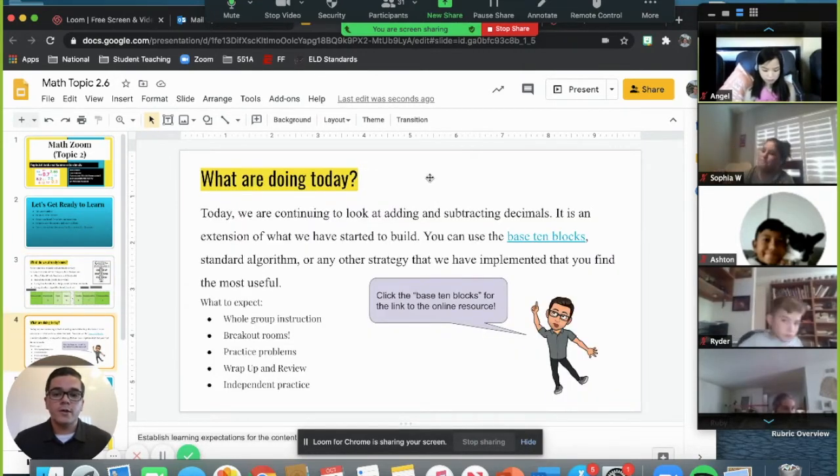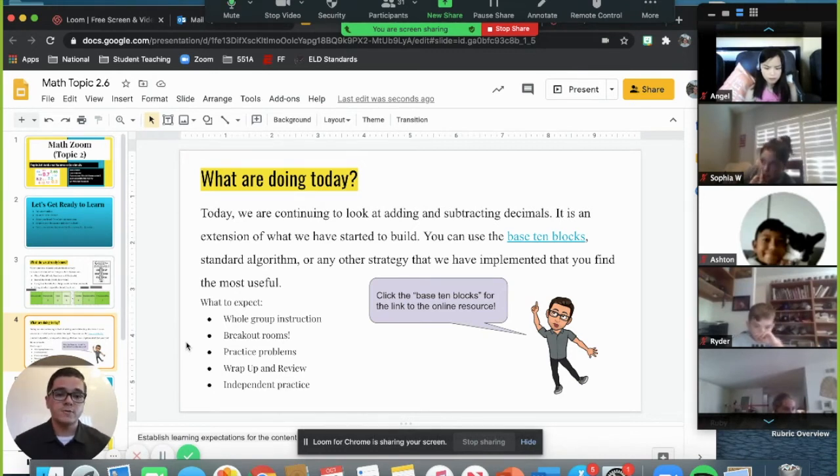So what we're doing today, we're continuing to look at adding and subtracting decimals. It's an extension of what we have already started to build. You can use our base 10 blocks if that's what's more comfortable for you, if it's better for you to visualize it. You can use standard algorithm, which is what we've been doing the last couple days, or any other strategy that we have implemented that you find the most useful. So what to expect when it comes to this lesson, we have our whole group instruction when we're all working together.